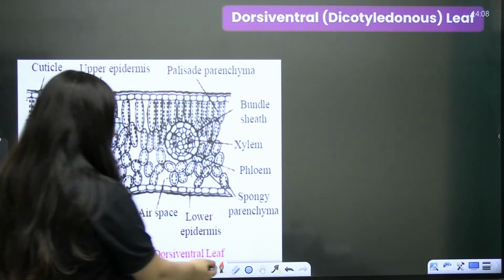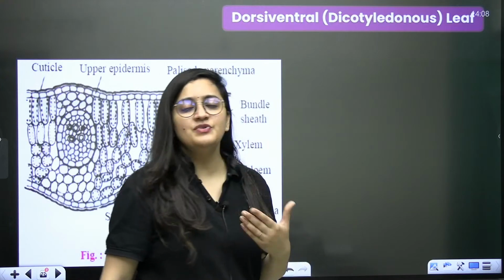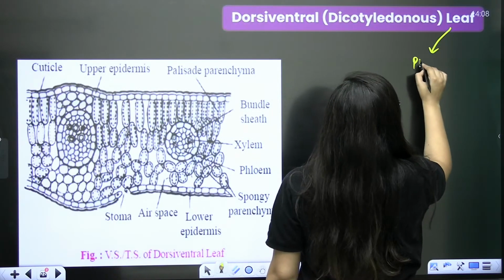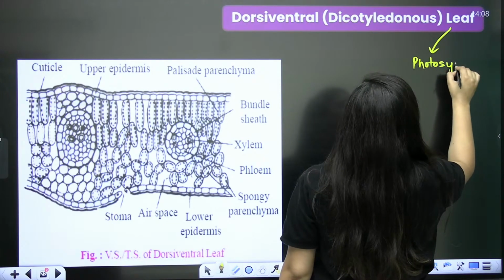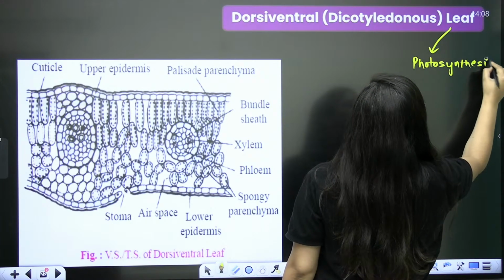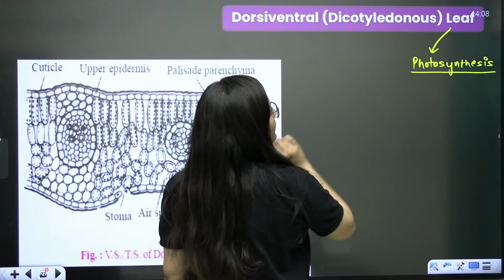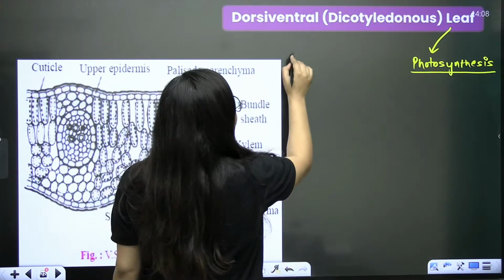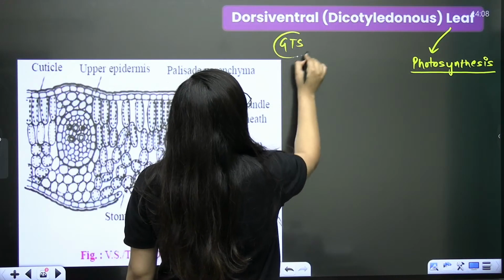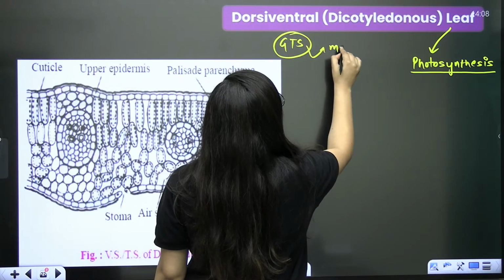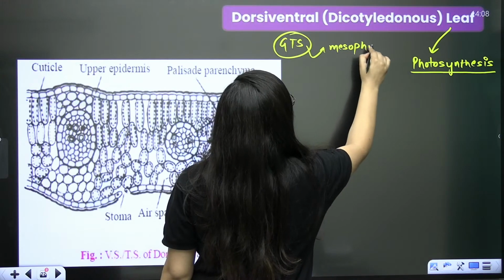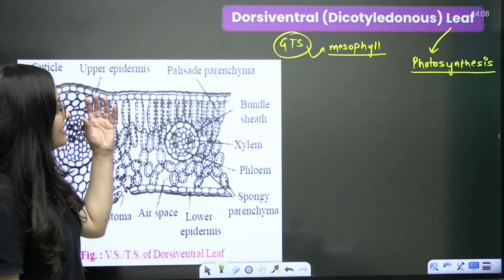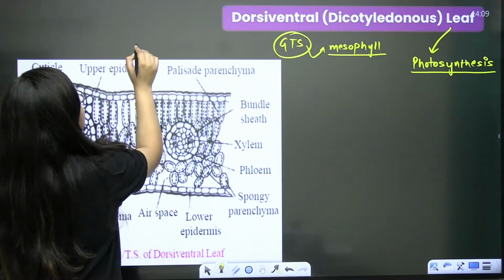So next is the leaf, the anatomy of the leaf. In the case of the leaf, you know that the leaf is the major organ for photosynthesis, right? So cells are fully loaded with chloroplast here. It is a major site of photosynthesis. And when you talk about the leaf, the ground tissue is known as the mesophyll. And even in the case of the leaf, you will not see secondary growth.